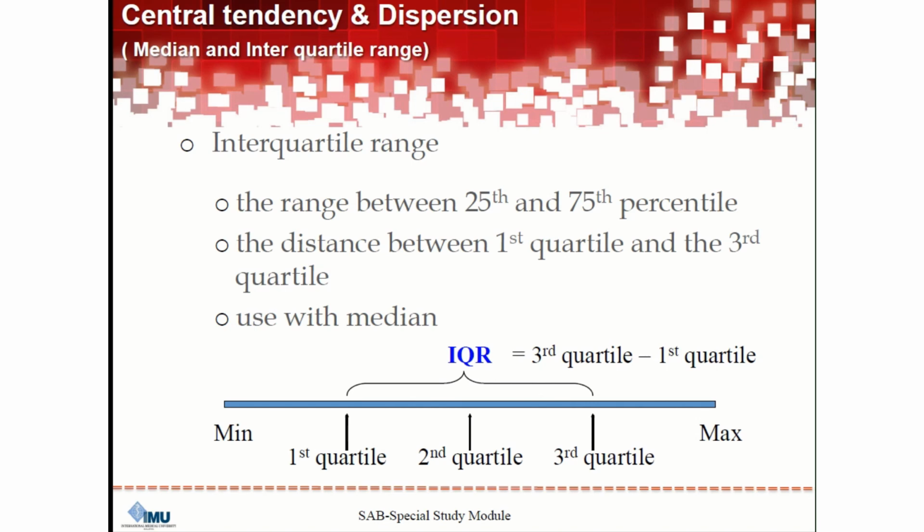Interquartile range. The range between the 25th and the 75th percentile is the interquartile range, right? So you arrange all the heights of the students in ascending order. Let's say we have 20 students here. The 25th percentile will be the first quartile, the 50th percentile will be the second quartile, and the 75th percentile will be the third quartile.